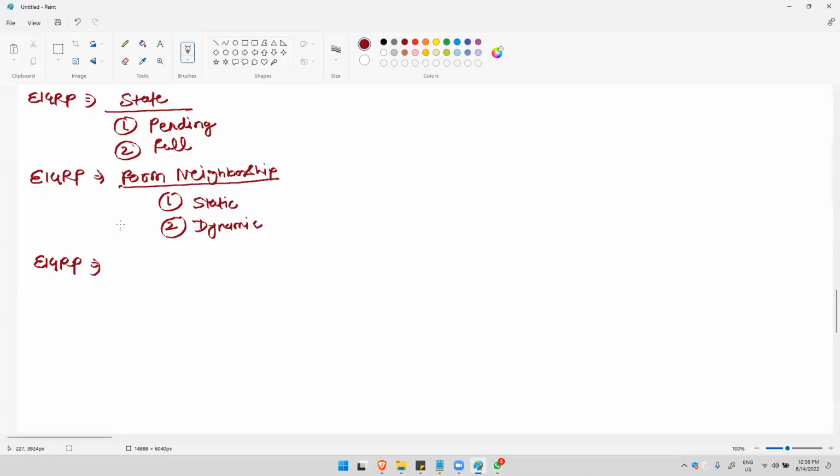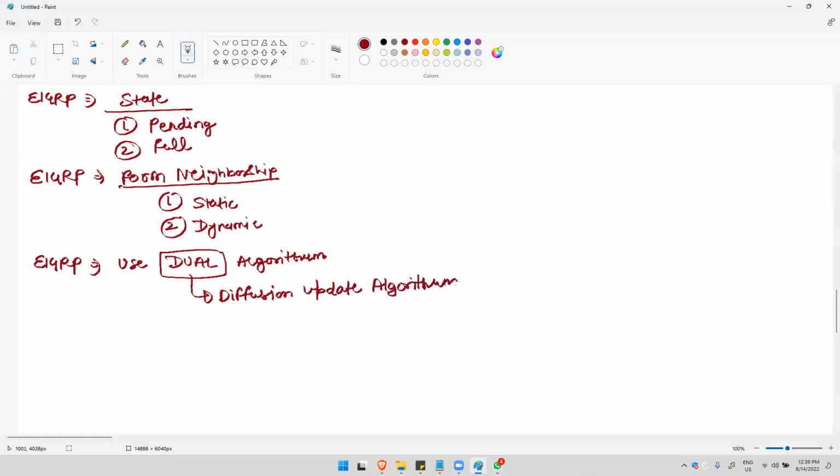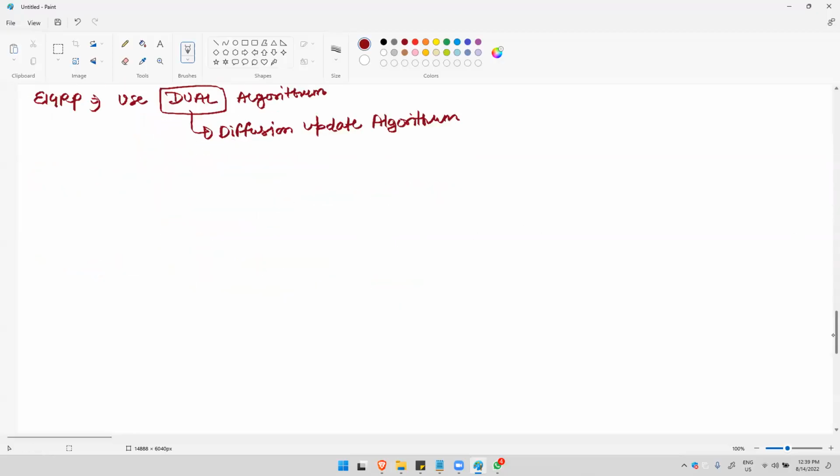EIGRP, we can say one more key point we can write down in EIGRP. This scenario is very important in EIGRP. Basically, EIGRP uses the DUAL algorithm. If someone asks what DUAL means: Diffusing Update Algorithm. Clear? Now one more thing.